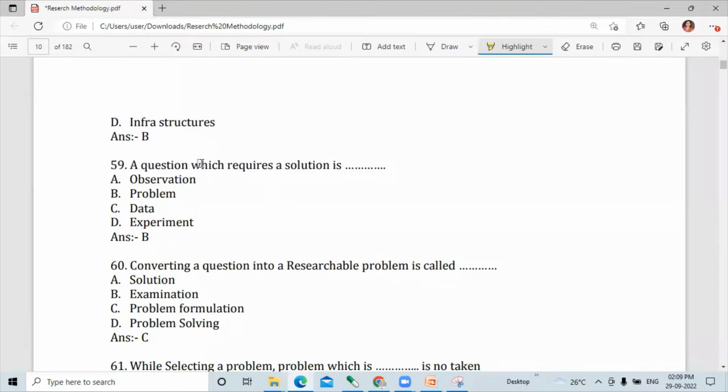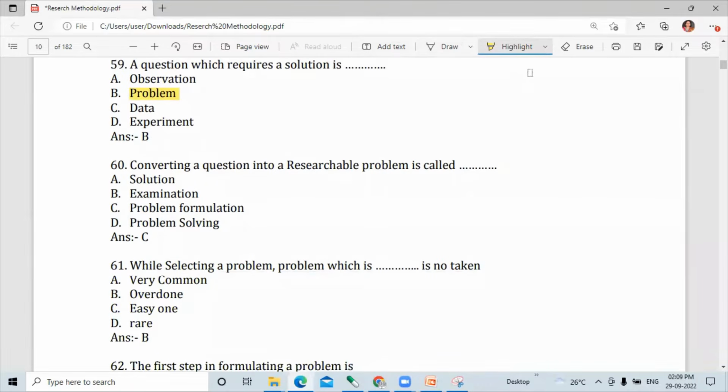Next question is a question which requires a solution is. The answer is problem. The next question is converting a question into a researchable problem. That is called as what? That is called as problem formulation.